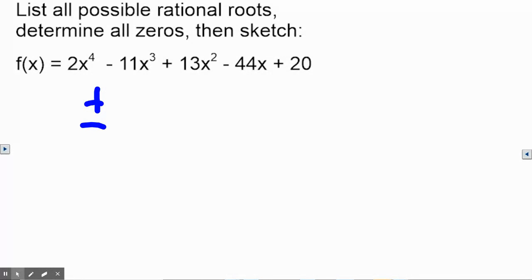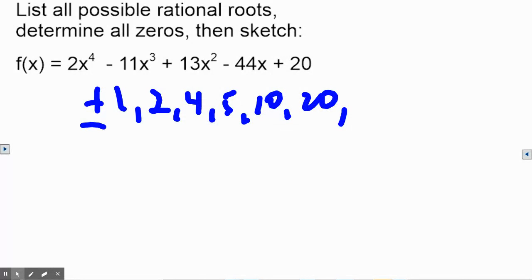Okay, I'm going to get the factors of 20. 1, 2, 4, 5, 10, and 20 go into 20, plus and minus all of them. And then the leading coefficient is 2, so I'm going to divide these all by 2. Now, 1 divided by 2 is 1/2, but 2 divided by 2 is already on the list. 4 divided by 2 is already on the list. 5 divided by 2 is not on the list yet, 2.5.